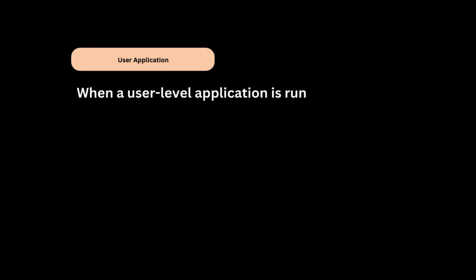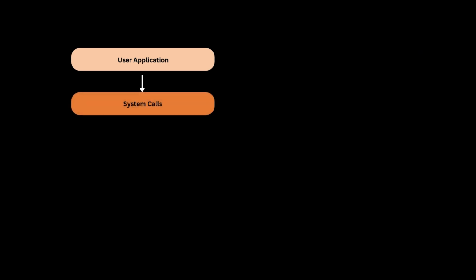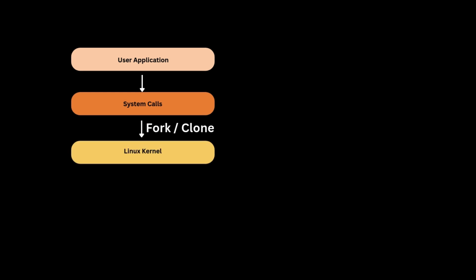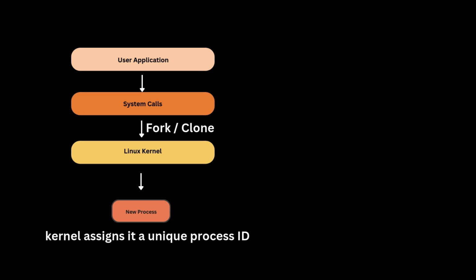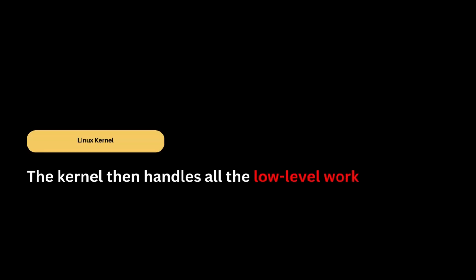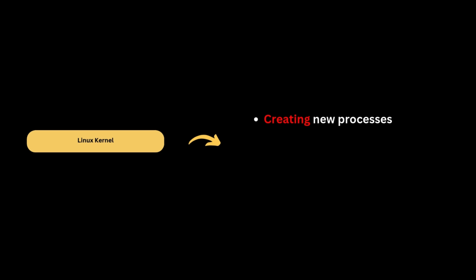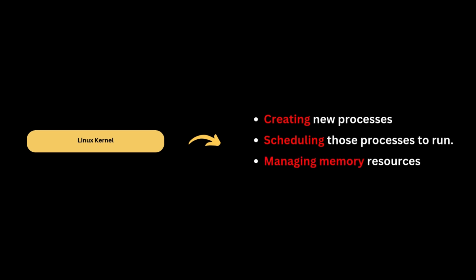When a user-level application is run, like when /sbin/init starts sshd, the system uses a system call like fork, or clone in newer systems, to ask the kernel to create a new process. The kernel assigns it a unique process ID, like 2 or any other number. The kernel then handles all the low-level work, like creating, scheduling, and managing memory for that process.